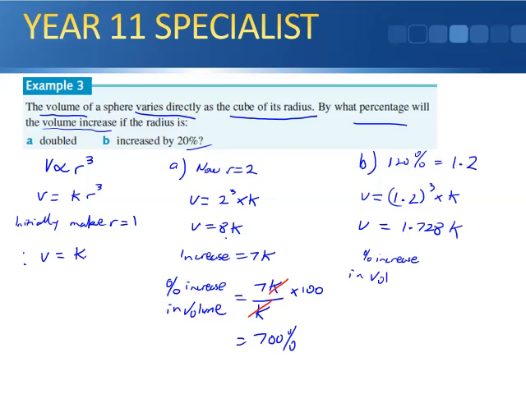So percentage increase in the volume will equal 0.728k divided by k times, of course, 100. The k's cancel again. I'll probably do that without showing all this step, and therefore I get 72.8% increase.